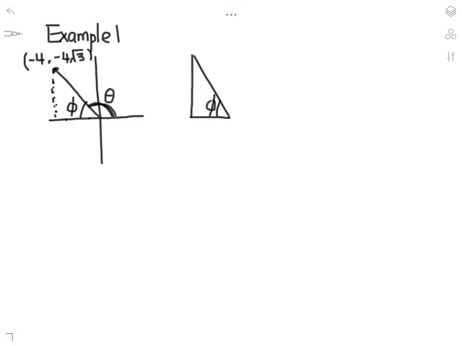It has an angle measurement of phi. Because of the coordinate I'm given, I know this is going to have a length of 4 because the x coordinate is 4. The y coordinate is going to be 4 square root of 3. So I have the adjacent side of angle phi and the opposite side of angle phi. What trig ratio should I use? Opposite and adjacent, so I'm going to use tangent. Tangent is opposite over adjacent.